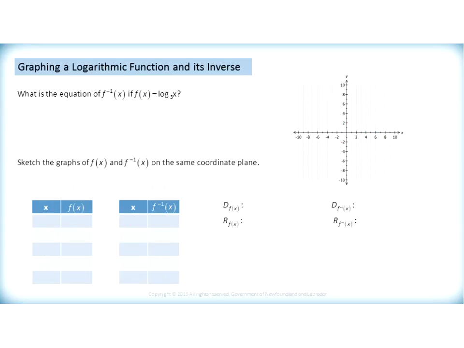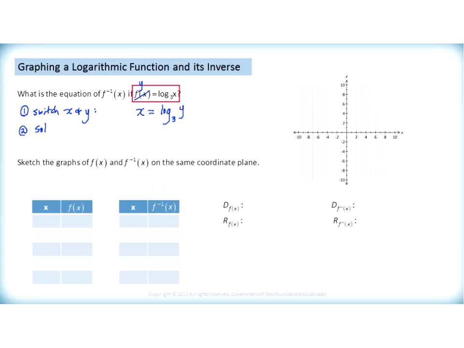Let's look at another example where we will graph a logarithmic function and its inverse. So first we are asked, what is the equation of the inverse function if the original function f of x is equal to the log of x to base 3? Again, we follow the same procedure. In order to find the equation of the inverse function, the first thing we do is switch x and y. So when you switch x and y, remembering that f of x is just another way of writing y, we have x is equal to the log of y to base 3.